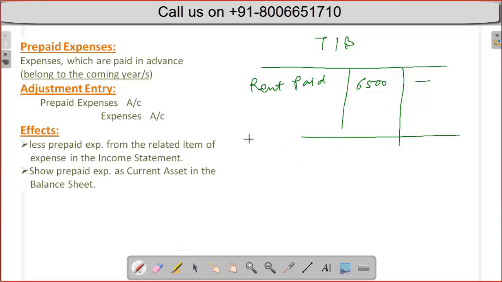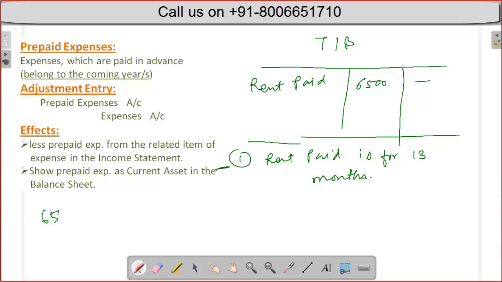Now see the other information. What is the other information? See, rent paid is for 13 months. This is the additional information given in the question. So tell me, what is the amount of rent paid? And this rent paid belongs to how many months? 13 months. As per the information given in the question, this is the rent paid, and this rent paid is for how many months? 13 months, isn't it?